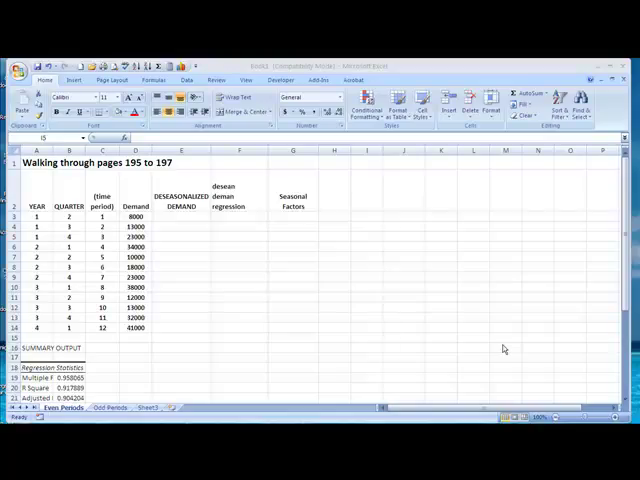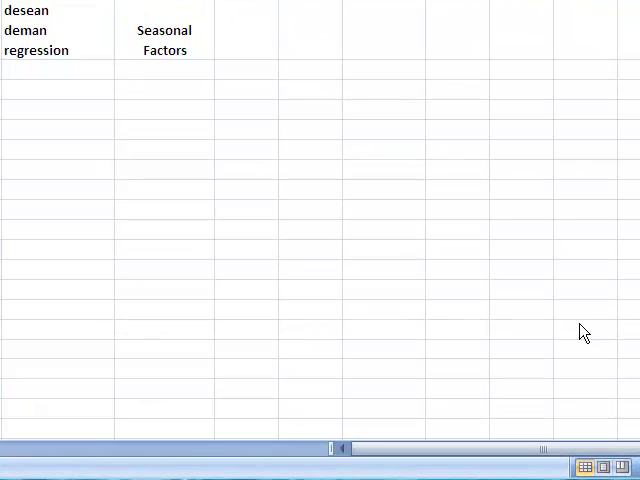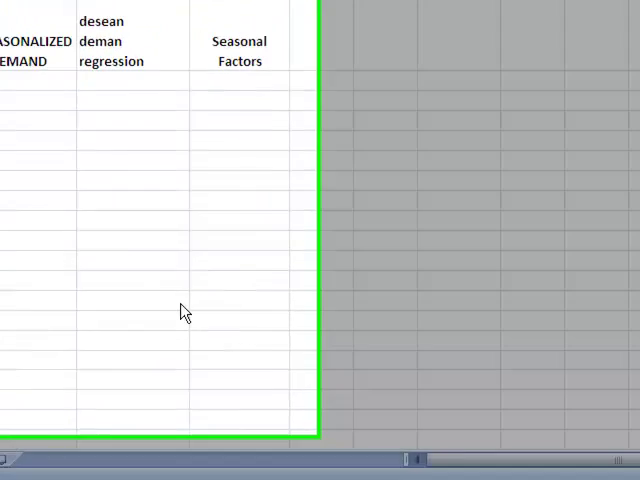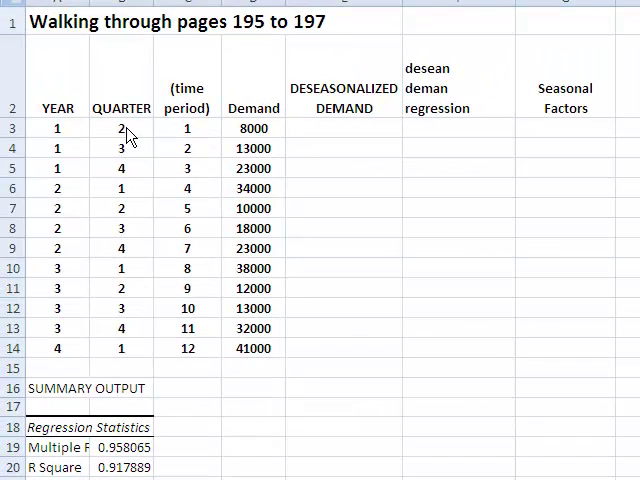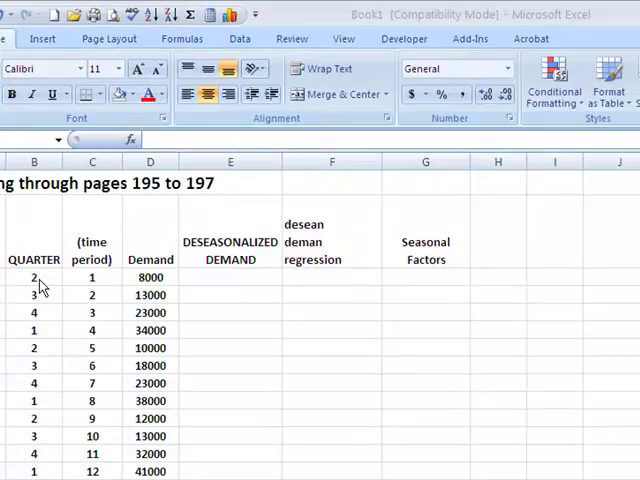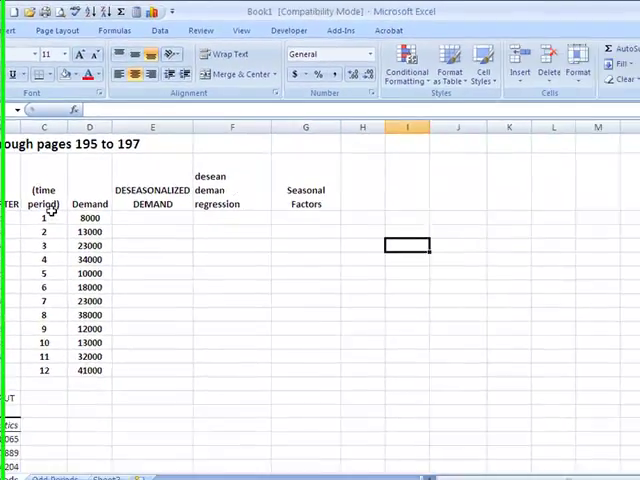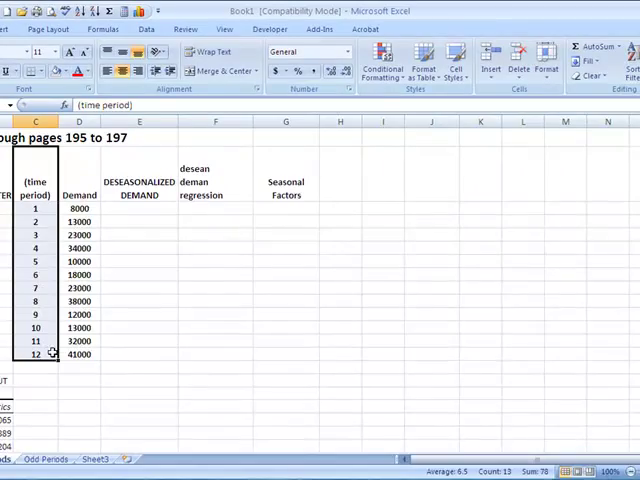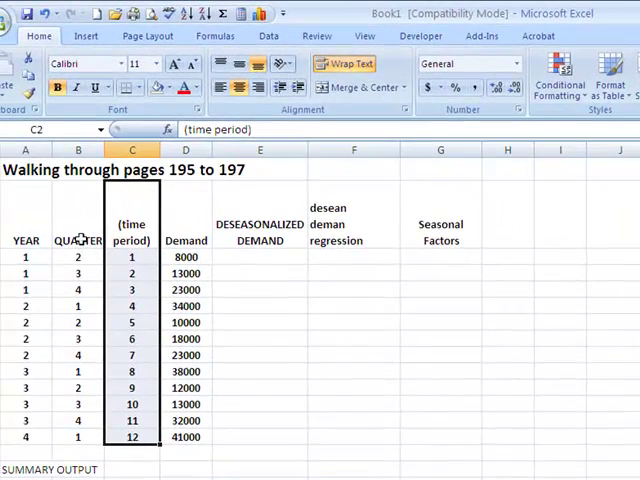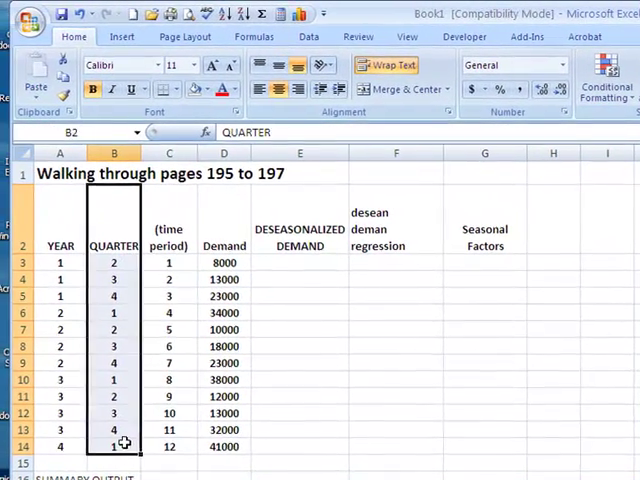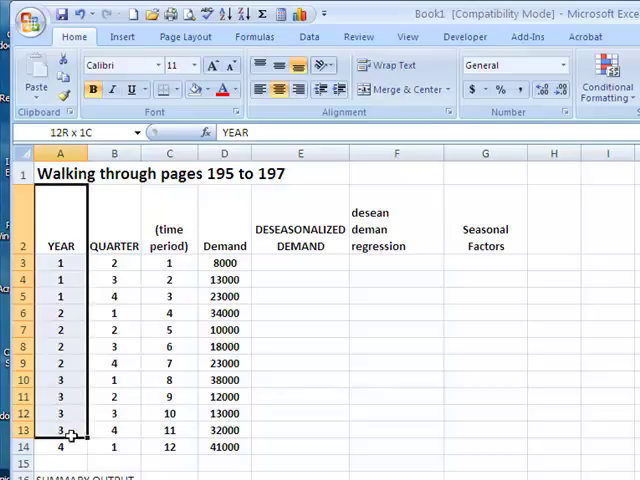You asked about computing the seasonal indexes. I'll walk you through pages 195 to 197 of your textbook. Here we have 3 years of data. Quarters are 12, and they are each given a time period. So we have 12 time periods, 1 through 12, which are each associated with these quarters of these years.